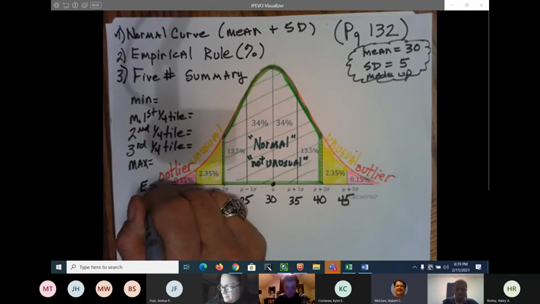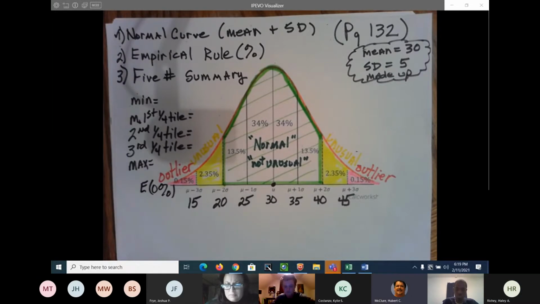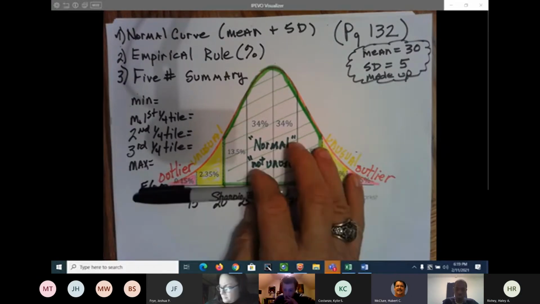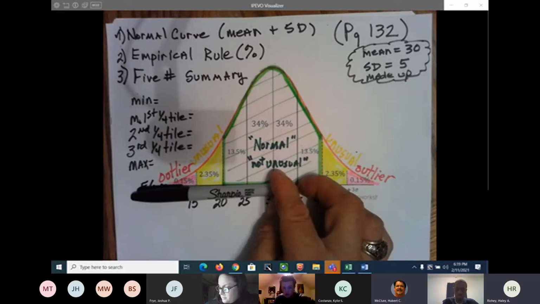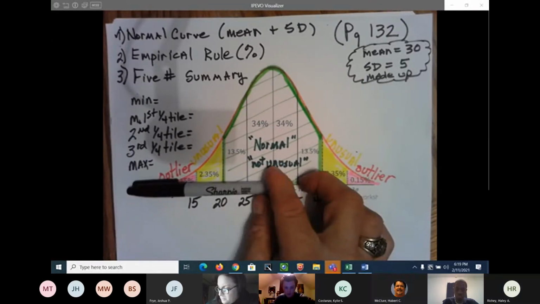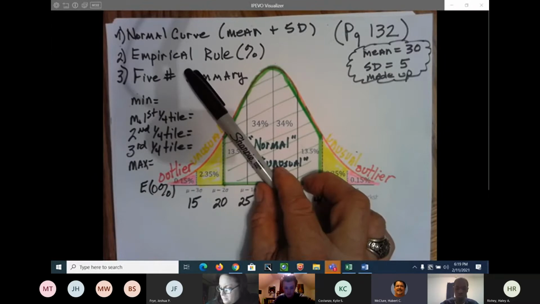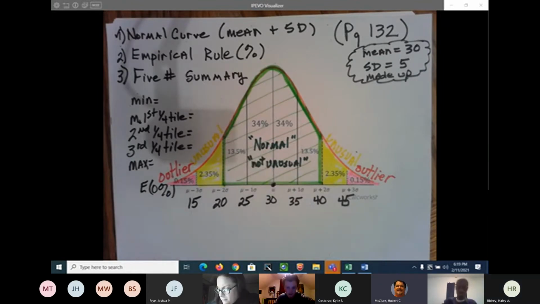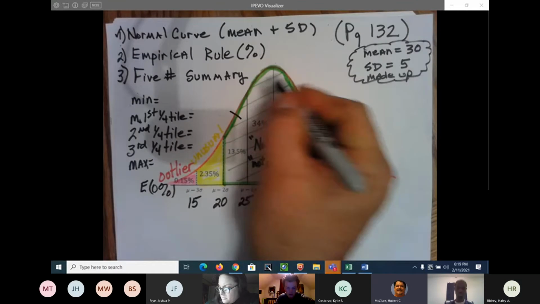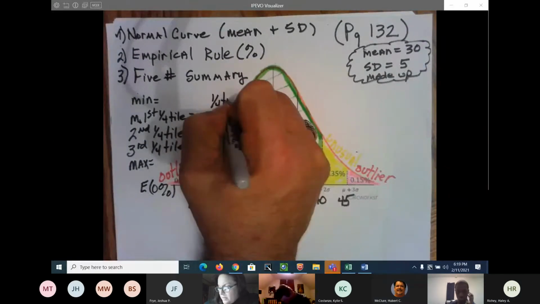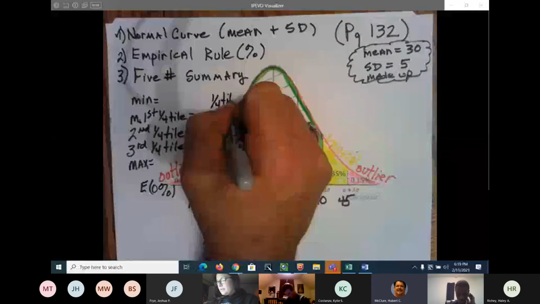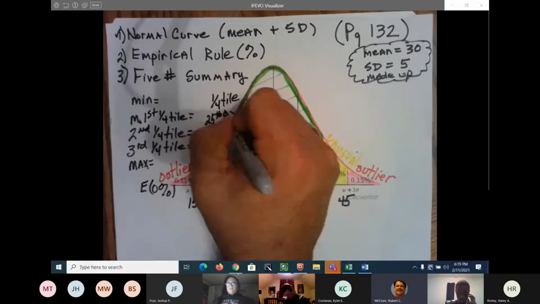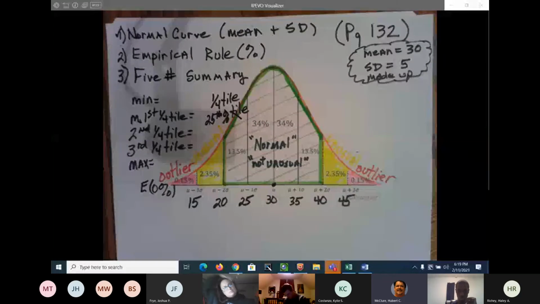Empty is the same as 0%. Wouldn't y'all say that? Would y'all agree with that? What about right about here? What would that be? Quarter of a tank. Well, instead of saying quarter of a tank, I'm going to say my first quartile or 25th percentile. Those are the same things. Okay, 25% is the same as a quarter.